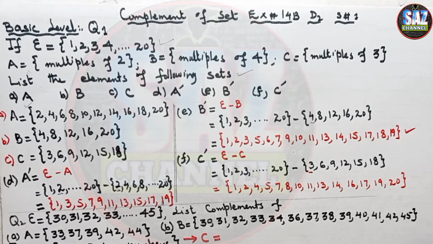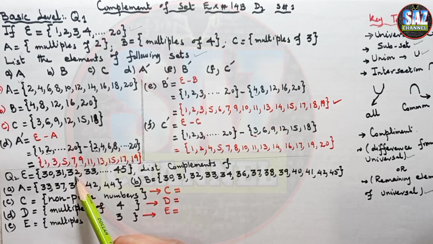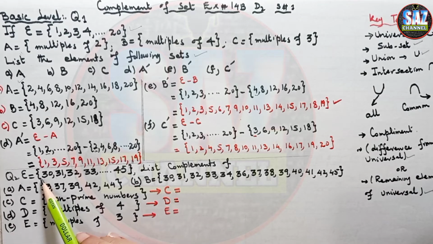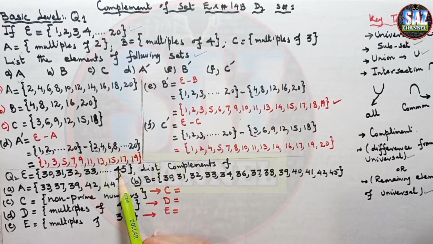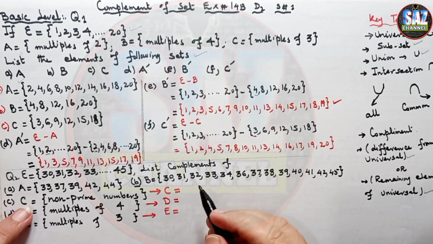Let's move to question number 2, and let me read and check the question from the book. Question 2 says universal consists of the numbers 30, 31, 32, 33, and so on till 45. These numbers from 30 till 45 are continuous numbers, and list the complements of A, B, and first of all, C, D, and E, they are not written in elements form. So it's better to write the sets C, D, and E with their elements.